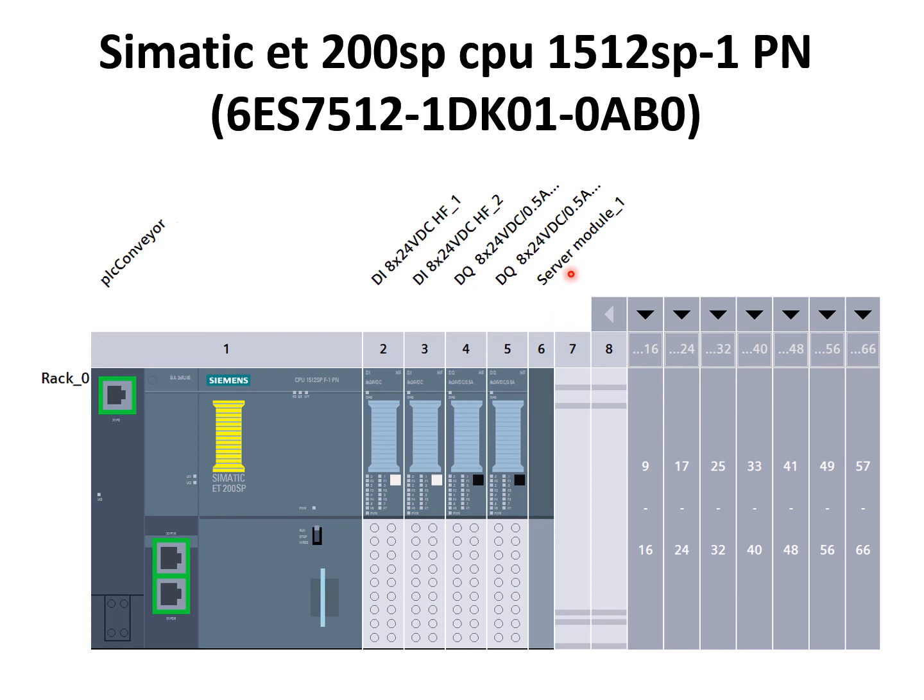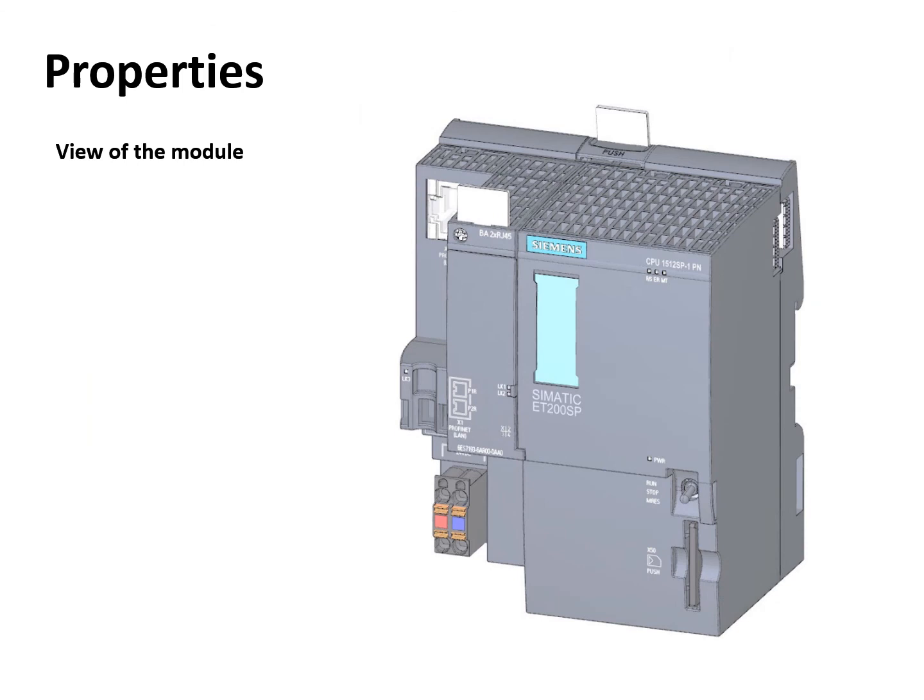Plus also we have a server module, and that server module is aimed for the communication. So this is our PLC. The rest of these racks are empty. It means that we don't have them in the real system. So let's see how it looks in reality.